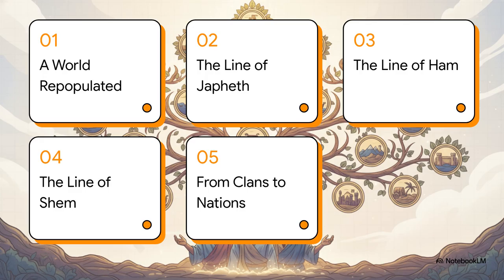So here's our game plan. We'll kick things off with how the world got repopulated. Then we're going to trace the three main family lines. That's Japheth, Ham, and Shem. And finally, we'll see how this whole account pulls it all together to explain the origin of all the nations.